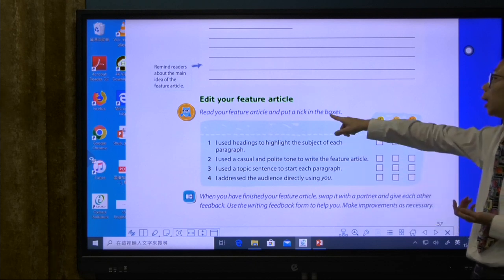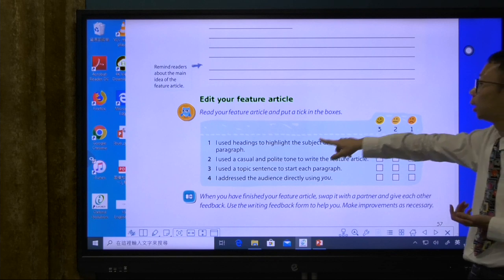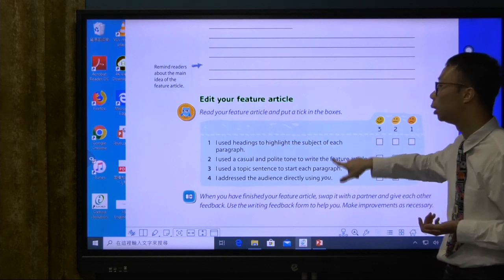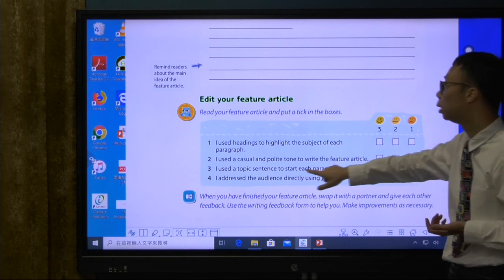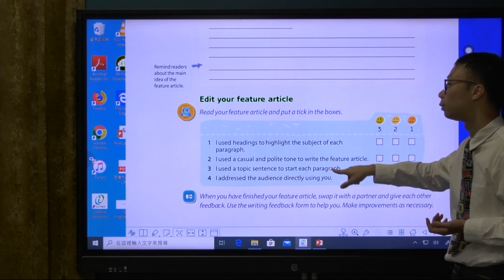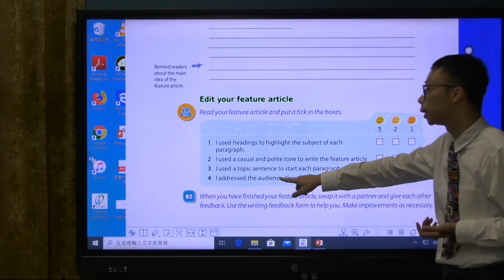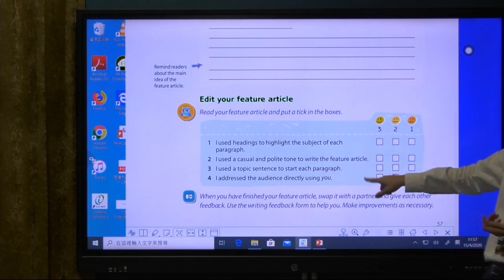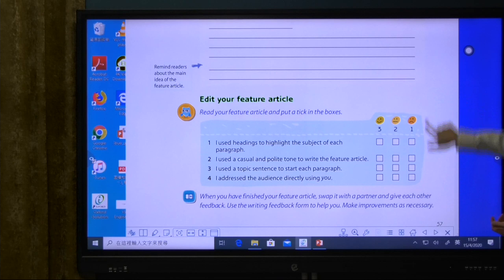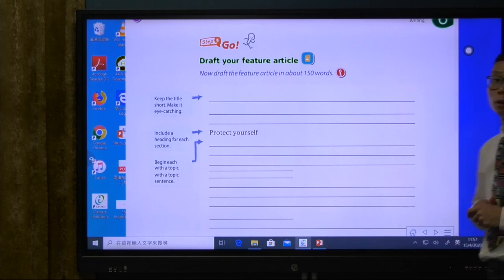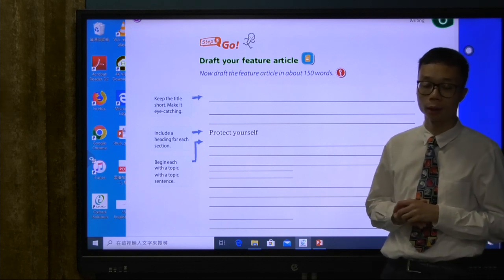And lastly, when you finish writing your draft, I want you to evaluate yourself on these criteria. Did you handle the subject of each paragraph? Did you use a casual and polite tone? Did you use a topic sentence for each paragraph? As I said before, unless you use a model, you should use the first sentence for it. Did you address your audience directly using you? You need to think about these four and give yourself a score. This assignment is 150 words this week, due from this Friday to next Tuesday. Any questions? Alright, so that's it for today. Thank you for being with me, and have a good day.